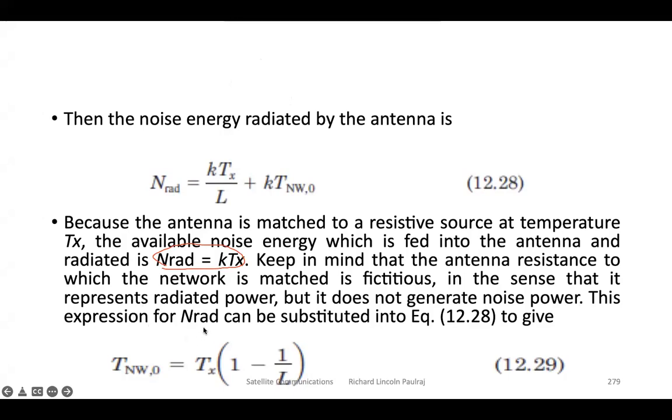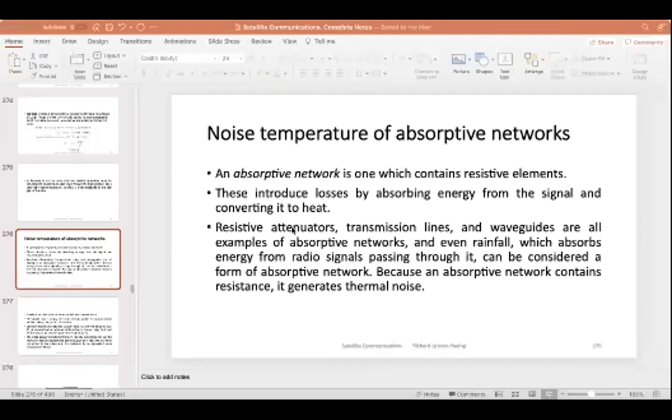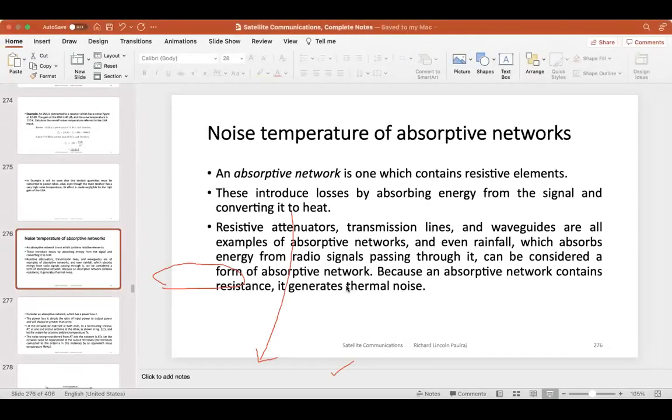This expression for Nrad can be substituted in the equation. So we take this Tn. Now again, Tn has a breakup, which is nothing but Tx into 1 minus 1 by L. So this is the simplest form that we can come across. Tx value will be given to us either in the question or it will be told to assume. And of course if we know the losses, then it's going to be easy for us to do it.